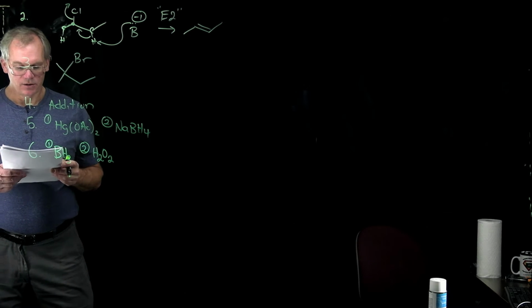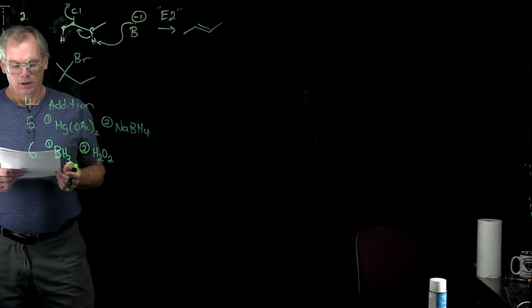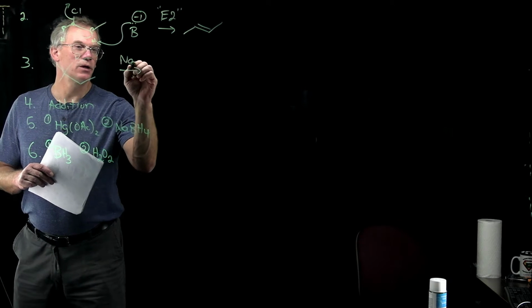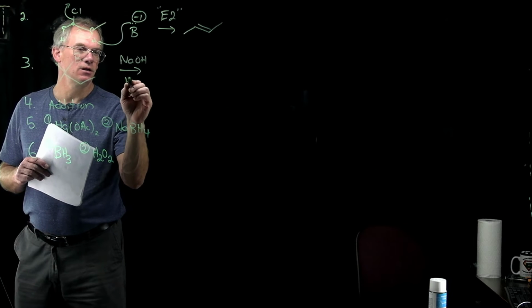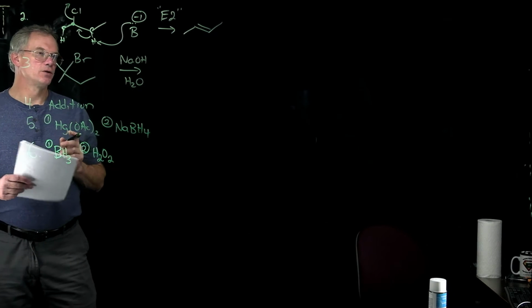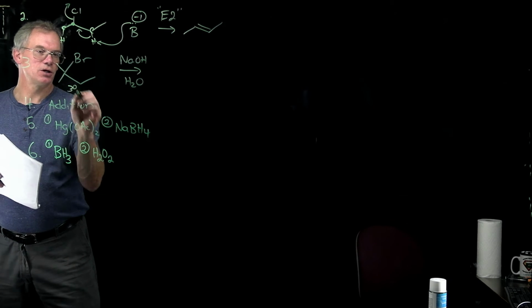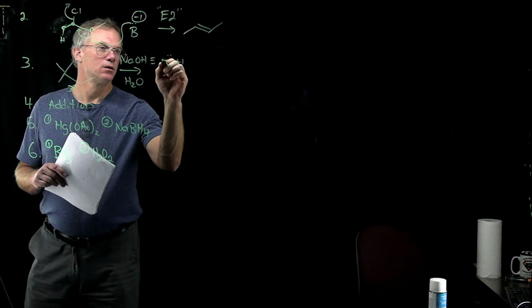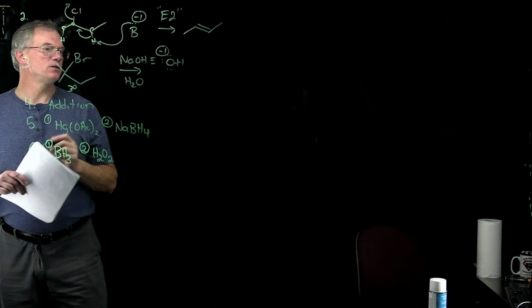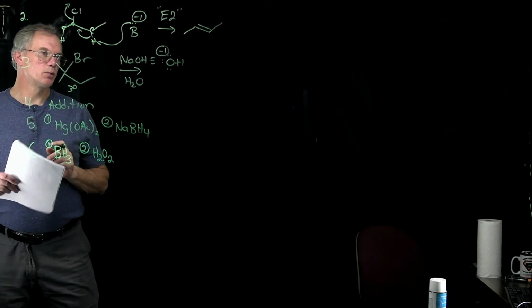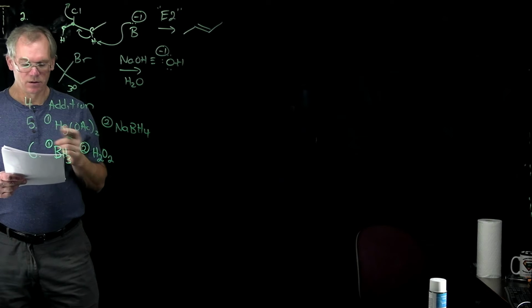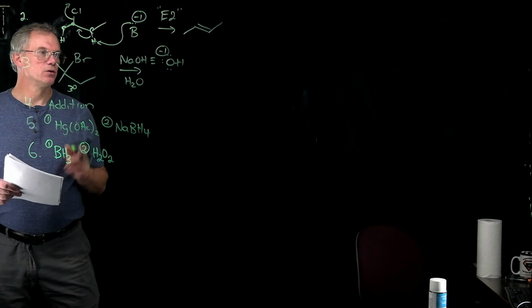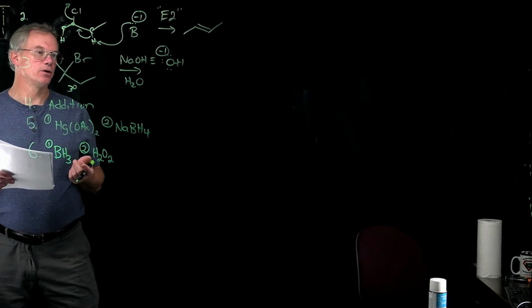Number 3, we're asked to discern what happens when 2-methyl-2-bromobutane reacts with sodium hydroxide in water. So first step would be to recognize this is a tertiary halide. Second step is sodium hydroxide could be a nucleophile or a base, and the water solvent will promote ionization. Furthermore, in the problem, it asks you for the 2 alkene products. And so now you know it's going to be an E reaction, either E1 or E2.